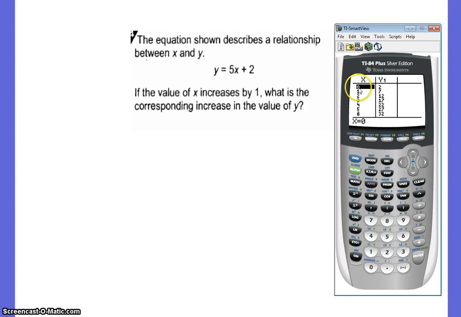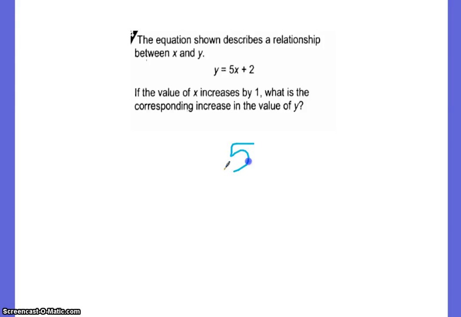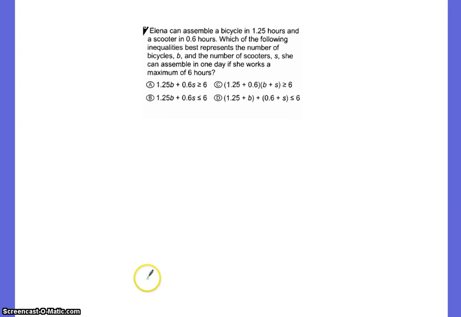Okay, so it says if it increases by 1, what is the change in y? So if I go from 0 to 1, I went up 5. I went from 1 to 2, I went up 5. So the answer is 5. Now, you could have gotten that from your equation because the slope is the rate of change. It's how much it's going to change every time. So your answer there is 5.